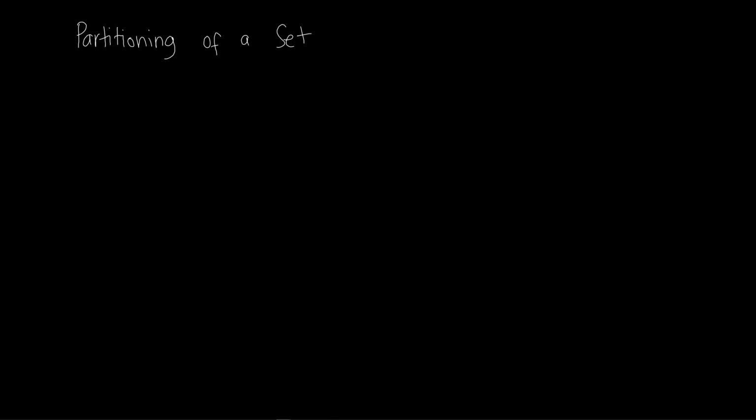So, the partitioning of a set, let's say set S, is a collection of n disjoint subsets. What is disjoint, class? Disjoint means no common element, sir. Yes, nothing in common in the set. But it should be a collection of disjoint subsets. So these are subsets, like what we did earlier, but they must be disjoint.